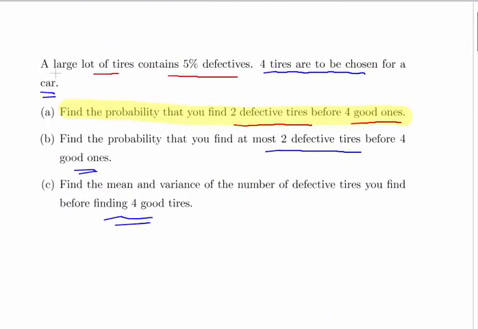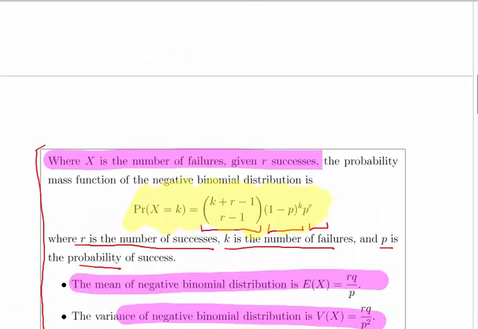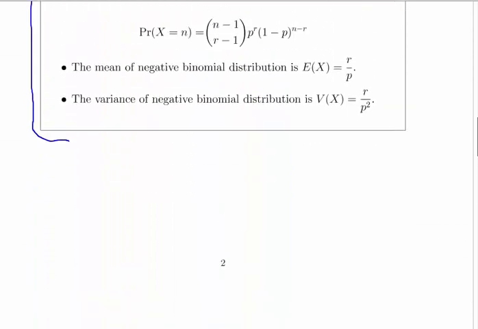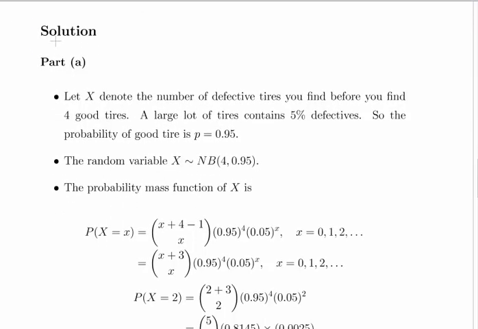You can go from one to the other. But again, just for the sake of clarity, you find 2 defective tires. That's what we were asked for, so we're going to go with the first one. I think I made my point, by the way, that there would be different formulations of the negative binomial distribution, with a different mean and variance for that second formulation. Anyway, so part A, let x denote the number of defective tires you find before you find 4 good tires.